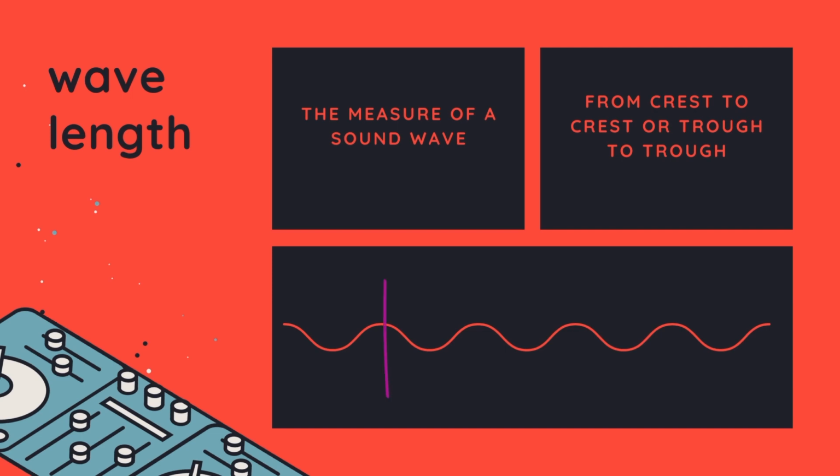If this is our sound wave, then here would be the crest, or one of the high spots, and we'd measure to the next crest, which would be right here. The distance between the two is a wavelength. Or you could measure from the low point or the trough to the next trough. That also would be a wavelength, or the length of a wave.